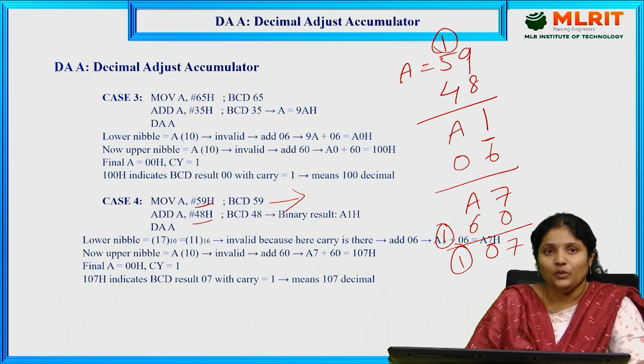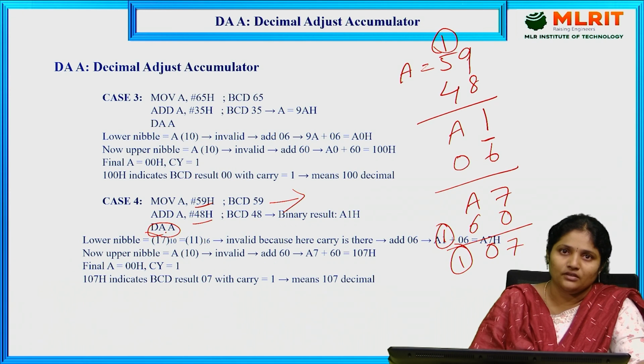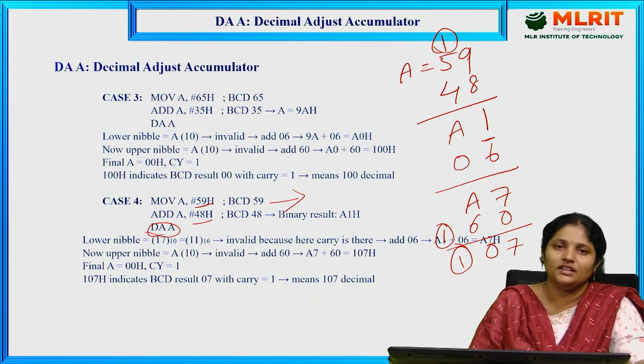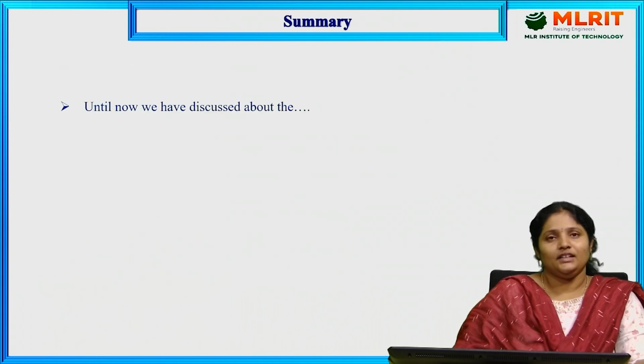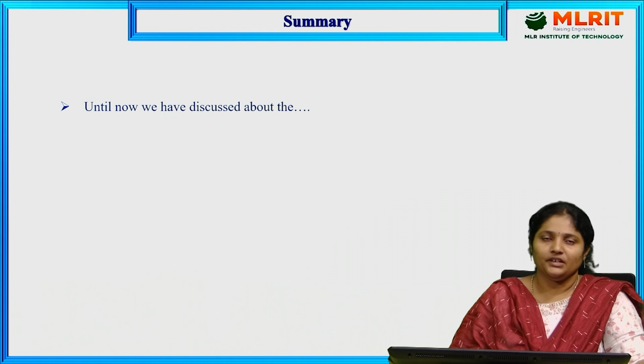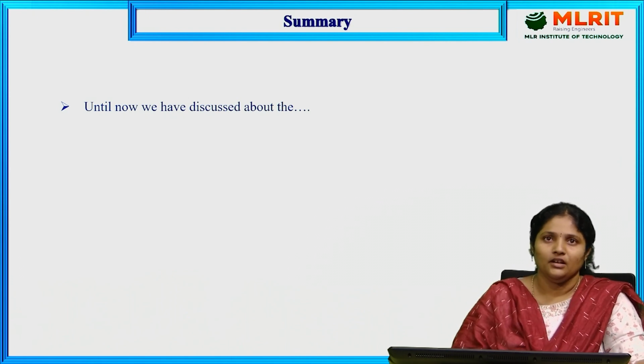So this is why we are using DAA after performing the addition operation. If you want the BCD as the output, then we will perform this decimal adjust accumulator. Okay. So until now I have discussed the arithmetic operations present in the 8051 microcontroller, and one of the important things is DAA, decimal adjust accumulator. So thank you.